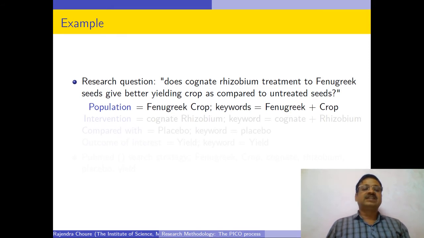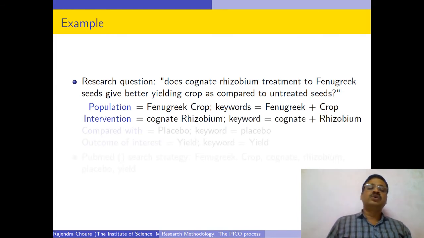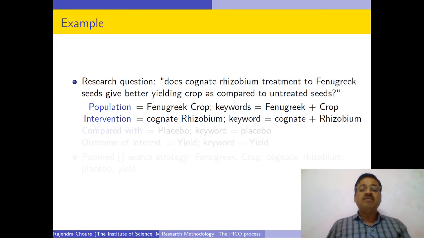For that literature search, our population will be the fenugreek crop. Therefore, keywords will be fenugreek plus crop. Then intervention: what intervention are we going to do? That is cognate rhizobium. We are going to add it. The other rhizobia may be there, or no rhizobia may be there. But cognate rhizobium is the rhizobium which is specific to fenugreek. You are going to add that and see whether it is increasing the yield. Therefore, cognate plus rhizobium will be the intervention.